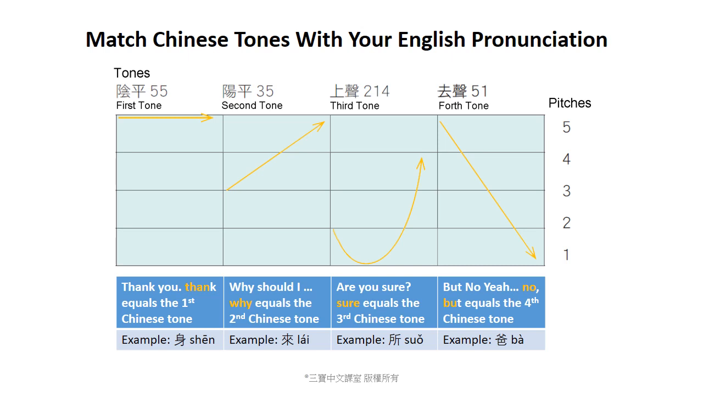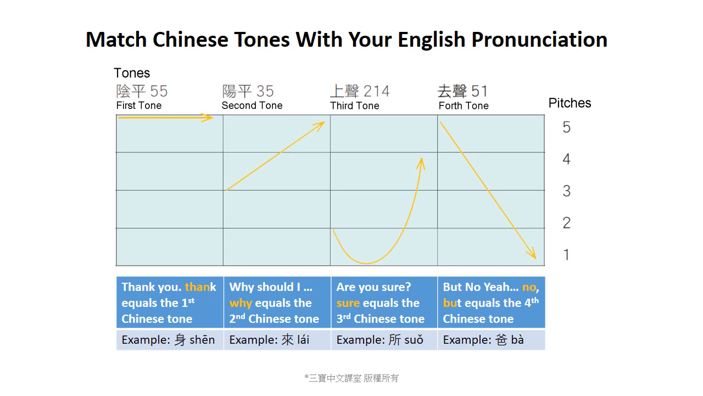It's actually that simple. While the third tone is a bouncing tone, your voice goes down from the low point to the bottom bit, then goes back up to normal high. Let's say, "Are you sure? Are you sure?" Sure is the equivalent to the third Chinese tone. For example, the Chinese character suo has a similar voice.